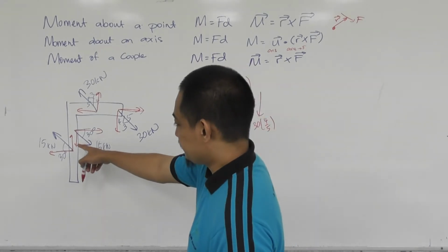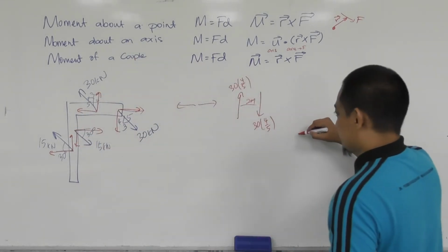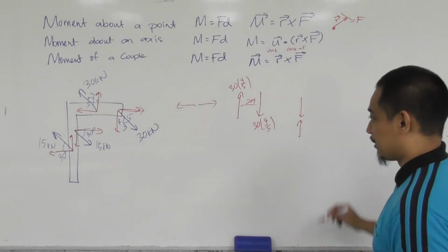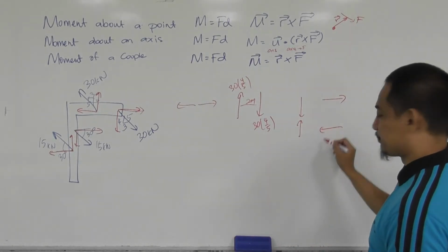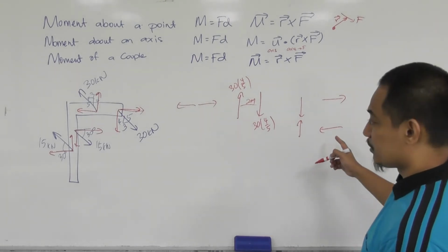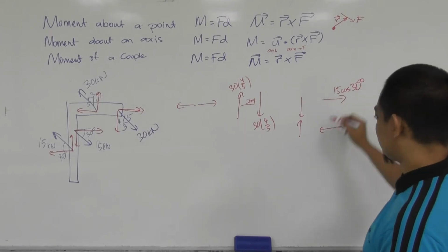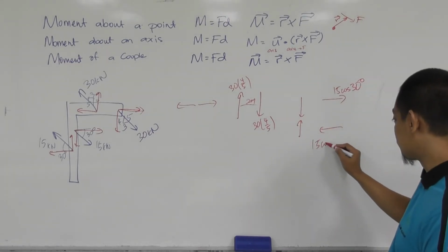Now, here the up and down is just something like that. It cancels each other, no moment. But this force and this force will produce moment, right? This is a couple. Basically, this is 15 cos 30. Obviously, the same here, 15 cos 30.